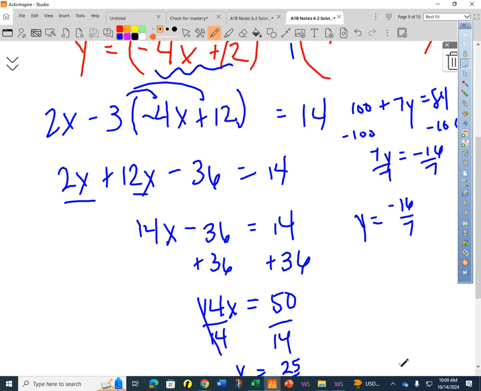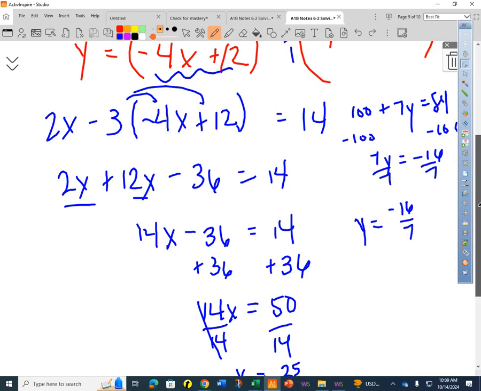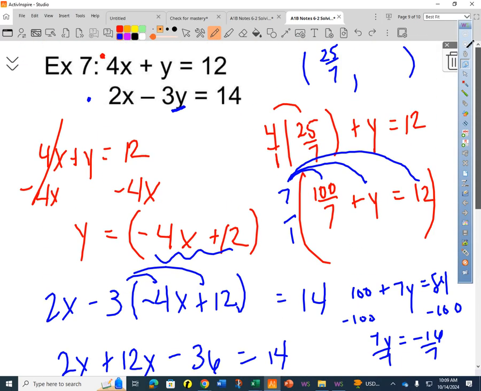So now my x coordinate and my y coordinate are both these kind of not great fractions. I could never solve this by graphing by hand, right? It would have been very difficult. It would have had to have a really big coordinate plane. It would have been almost impossible. So let's plug that in our y spot up here. Negative 16 sevenths. So this is our final answer.